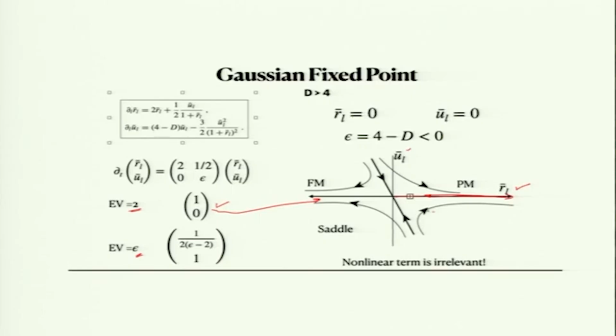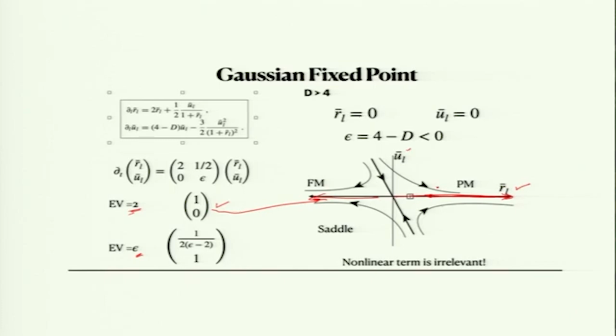So, is this eigenvector a stable direction or an unstable direction? The eigenvalue is 2, so it is an unstable direction, it is going to flow outward. If I start from here, it will grow. Here UL is 0, by the way.